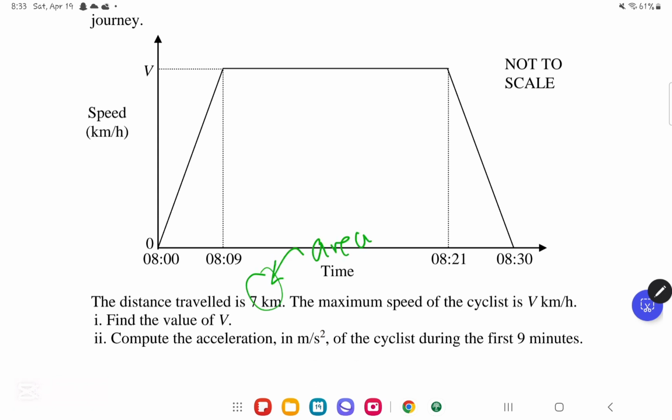If the area of our graph is a trapezoid, then we'll have to find the area of a trapezoid. So what is the area of a trapezoid? Area of a trapezoid is base 1 plus base 2, okay, times the height over 2. The height you can substitute by what? You can substitute it by the speed v, okay?